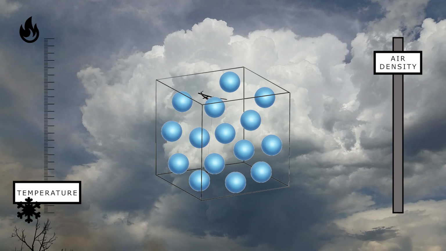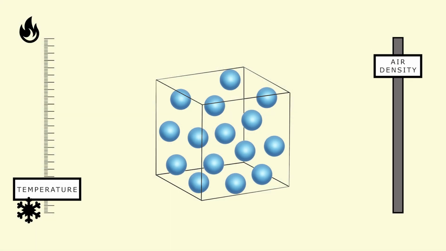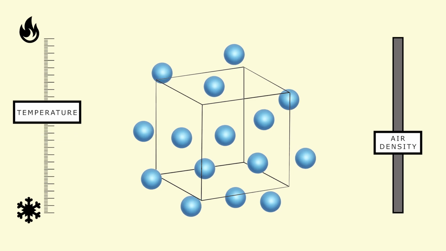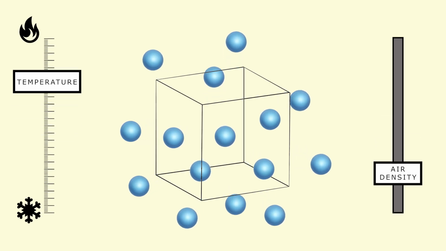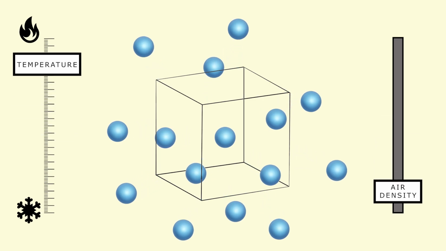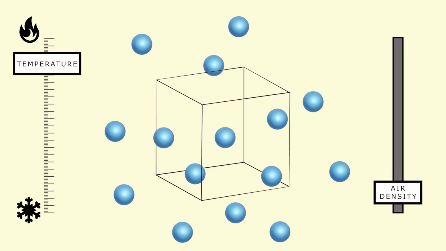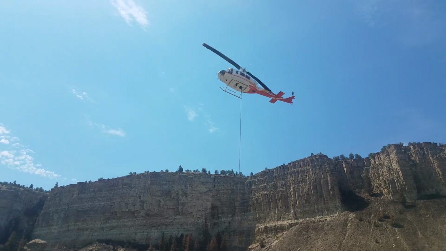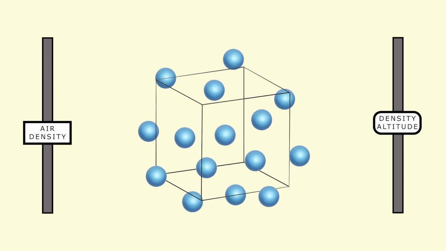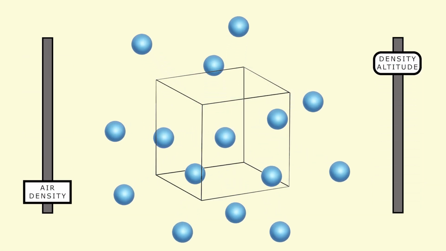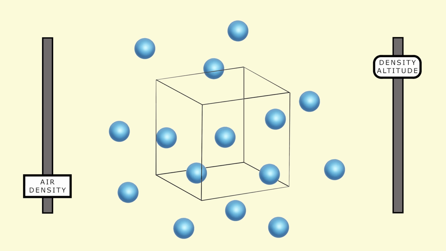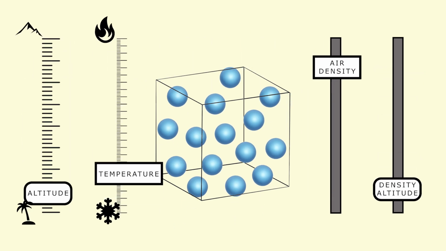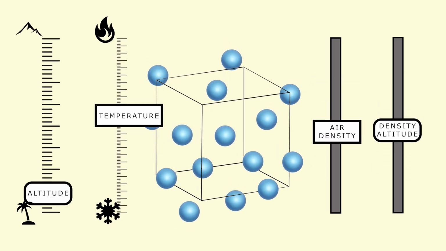As temperature increases, air density decreases. At higher temperatures, energy excites air molecules to move farther apart. There are fewer molecules in 1 cubic foot of warm air than cool air because air expands as it is heated. When air density decreases, density altitude increases. As you go up in altitude and temperature, density altitude also goes up.